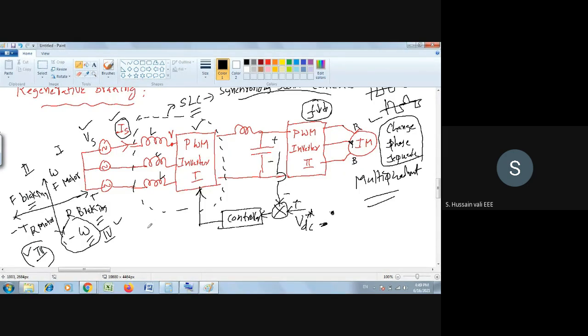When do you have torque positive? Torque is positive in the sense that you don't do any kind of alterations. The source directly gives power to the load. Whereas when you want to make torque negative, then you reduce the frequency.